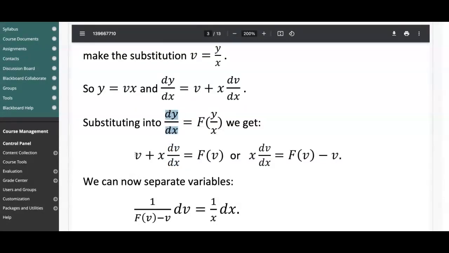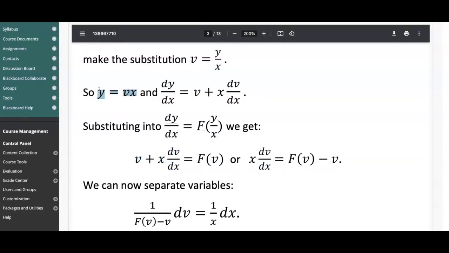dy/dx is v plus... right? We'll differentiate this in terms of x simultaneously, right? In implicit differentiation. Then we can change this one to be dy/dx is this, equals f of v, right? We use v to substitute y over x.